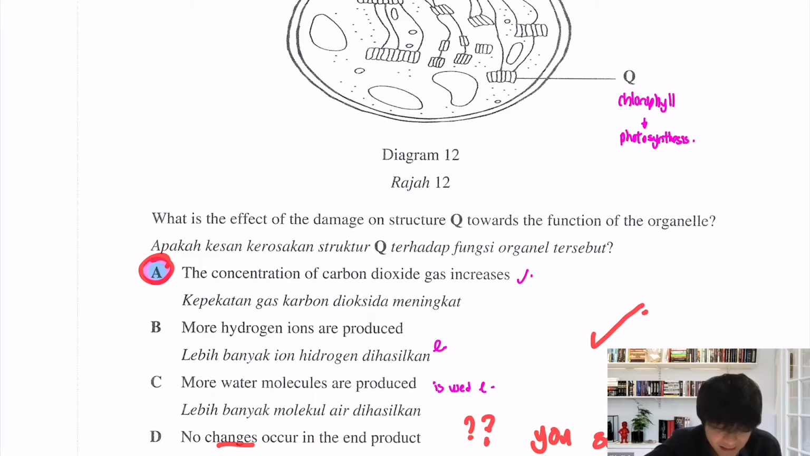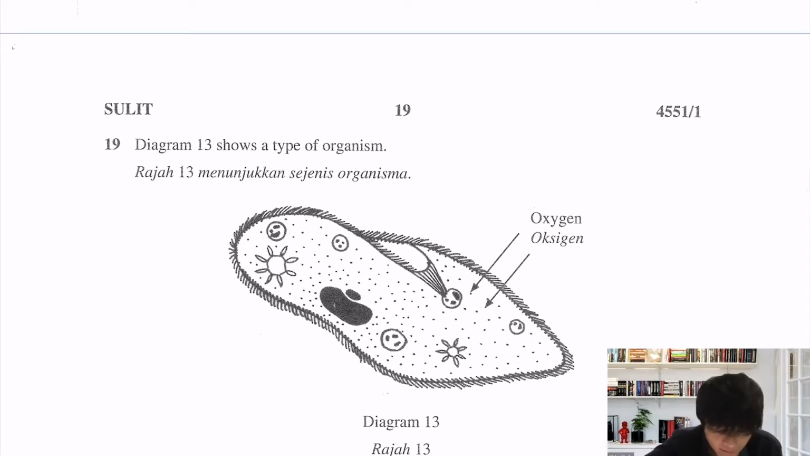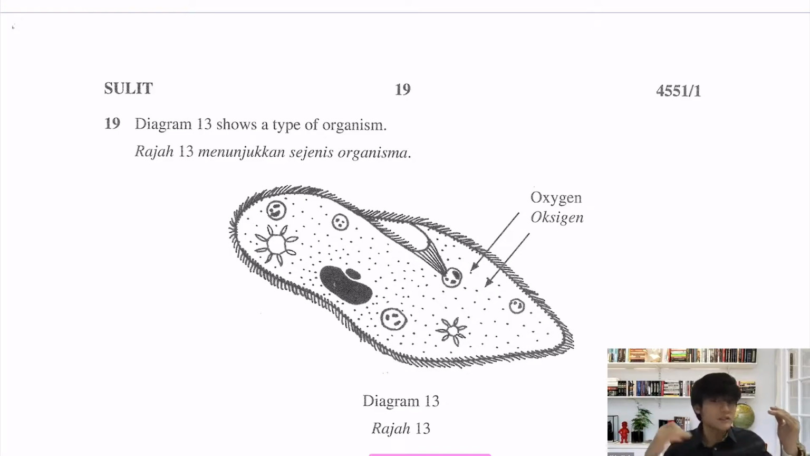Next, let's look at 19. The diagram shows a type of organism. How does the organism receive sufficient oxygen despite not having a respiratory system? Oxygen can move into the cell from a higher concentration to a lower concentration, and we call this process diffusion.